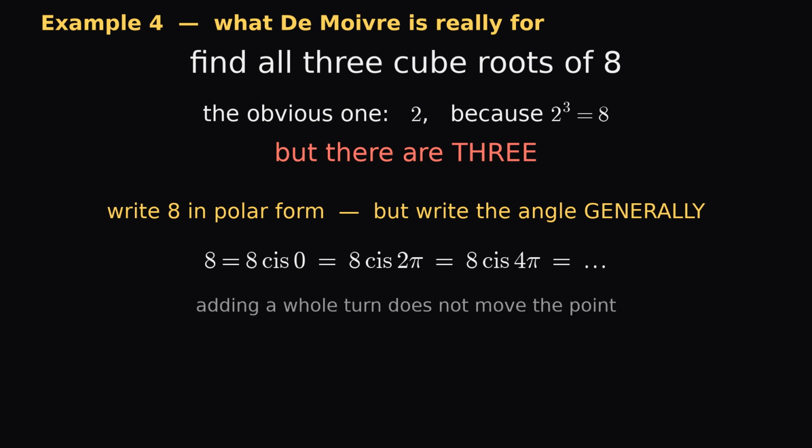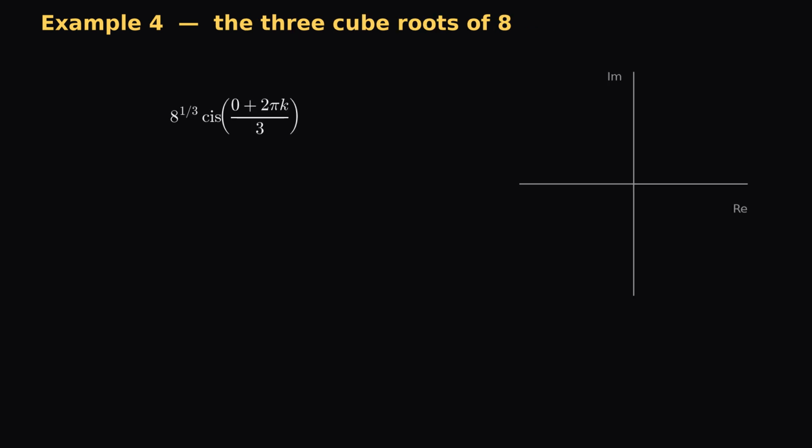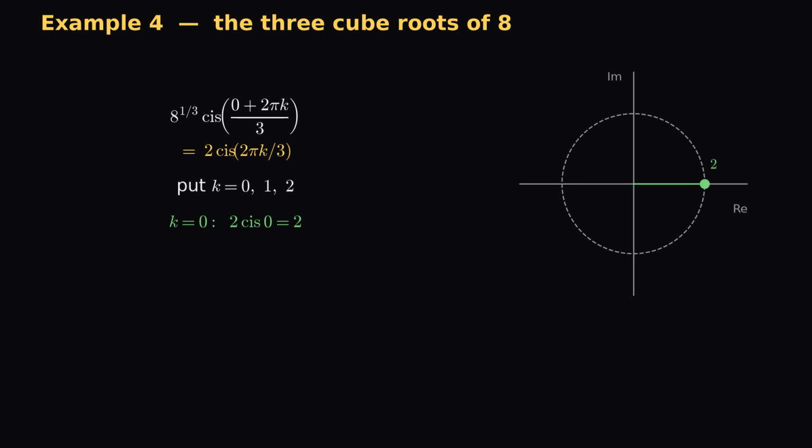Adding a whole turn does not move the point, so write it as 8 cis 0 plus 2 pi k for any whole number k. Now take the cube root. 8 to the 1/3, cis (0 plus 2 pi k) all over 3. 8 to the 1/3 is 2, so it is 2 cis 2 pi k over 3. Now just put k equals 0, 1, and 2.